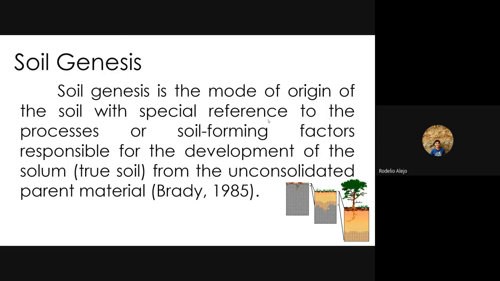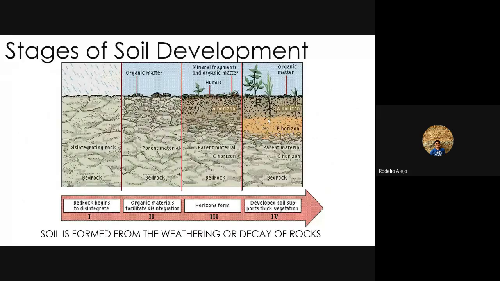Solum is what we call the true soil. Okay? When we say true soil, it is soil as is. It doesn't contain rocks or other unweathered minerals. Okay? So if you have read a soil profile, we have a soil horizon, which is designated by capital letters, symbol letter A and B. So that's the solum, the horizon A and B. Yung horizon C, that is not considered as a solum because it is a part, or there is some parent material involved in that layer. So this is a definition from Brady in 1985.